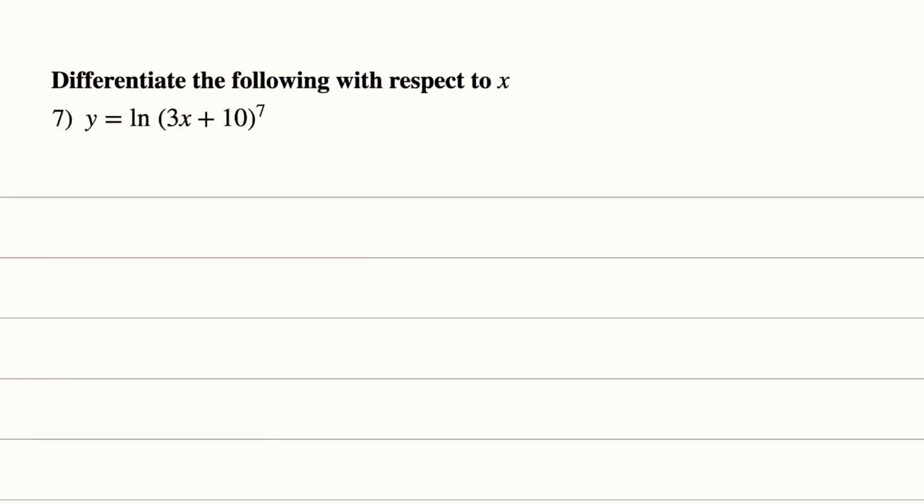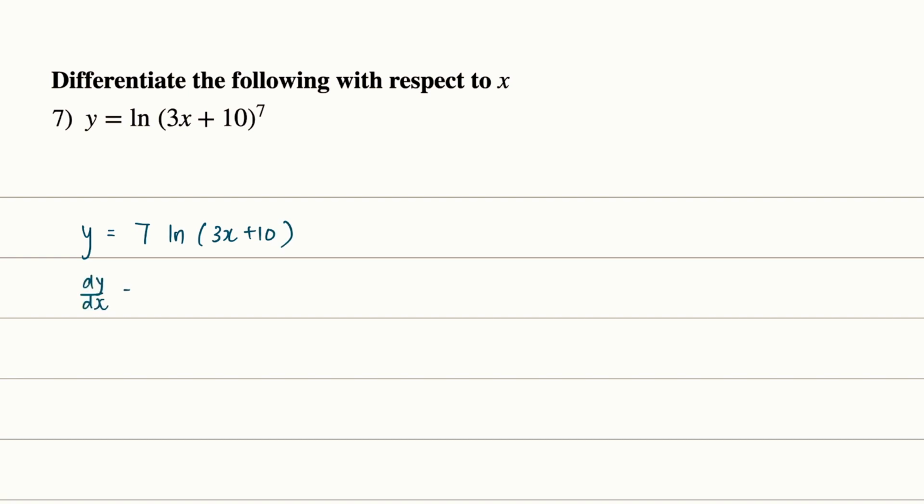We're going to do another one to solidify your understanding. So look at question number 7. y equals ln(3x plus 10) to the power 7. Remember, don't get intimidated or overwhelmed. We can bring down 7 to the front. So y equals 7 ln(3x plus 10).